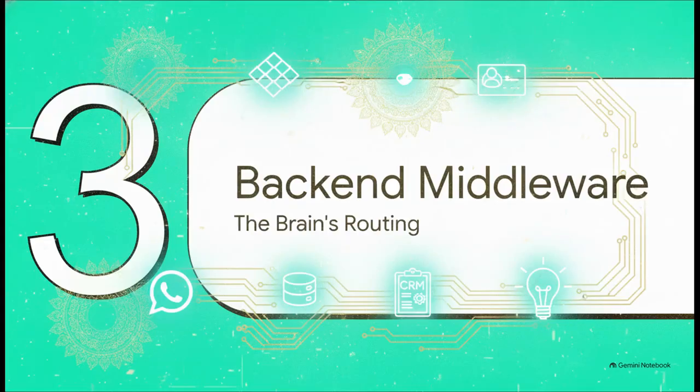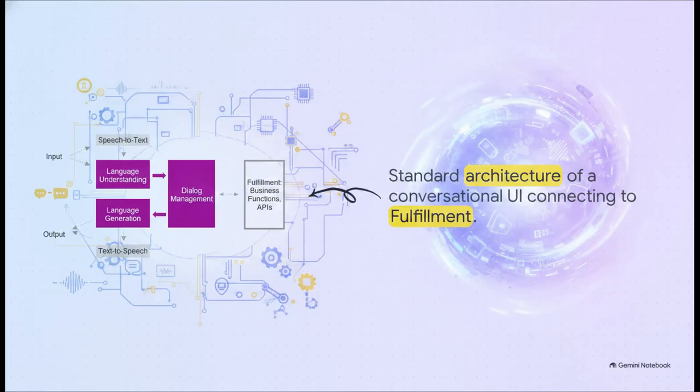Which brings us to section 3, connecting the backend middleware. Think of this as the brain's routing system. When researchers, like the team at Kempton University, map out standard conversational architectures, you see a very specific logical flow. The user's input moves through language understanding, it hits dialogue management, and then it goes straight into the fulfillment backend. That fulfillment piece is where the actual magic happens. That's the part where your chatbot stops just talking and actually starts doing things for the user.